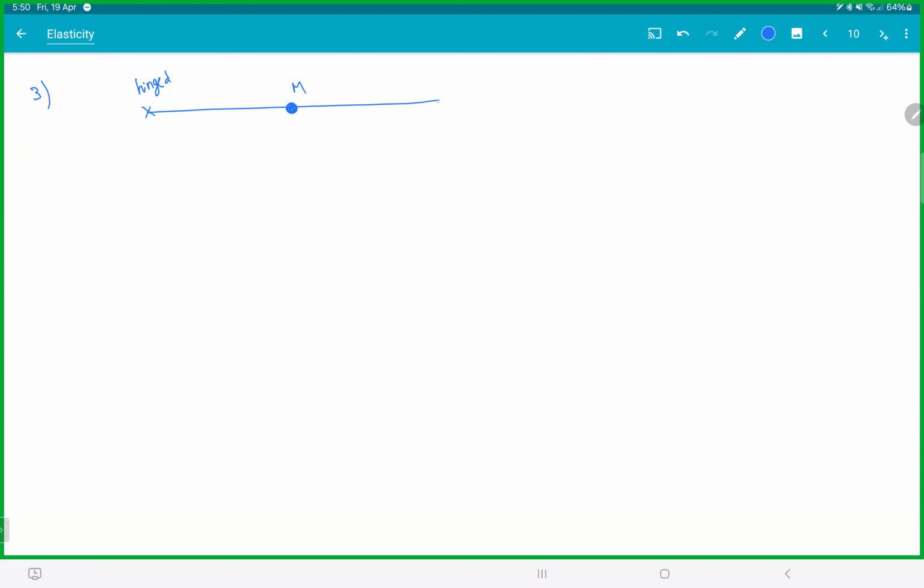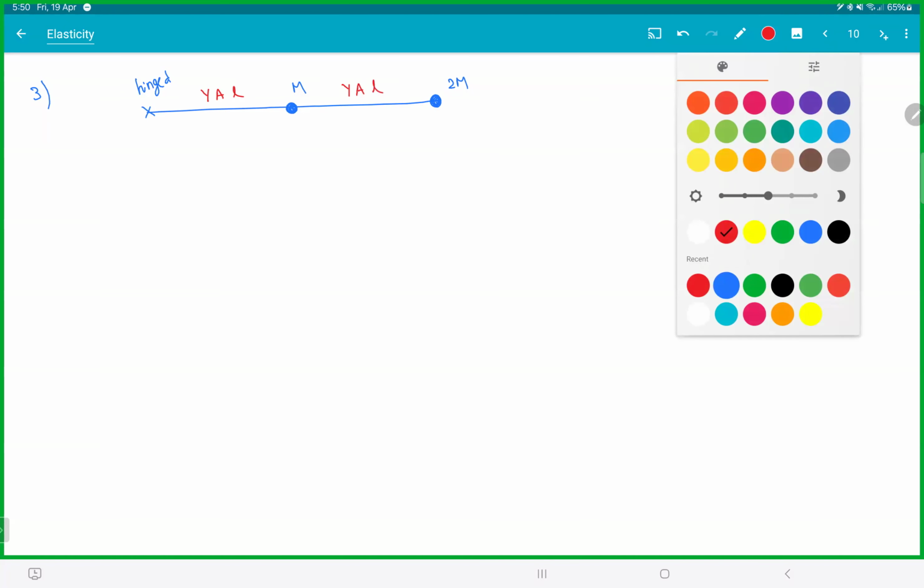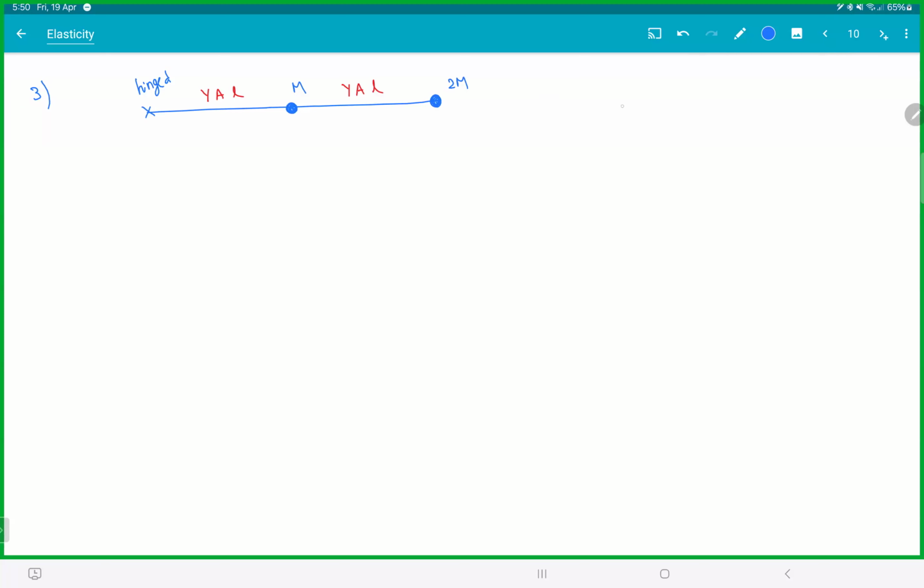So we have mass M here, and mass 2M here. This rod has Young's modulus Y, area A, length L. This one is also Y, A, length L. Massless rods. M and 2M are connected to massless rods and released from a horizontal position.